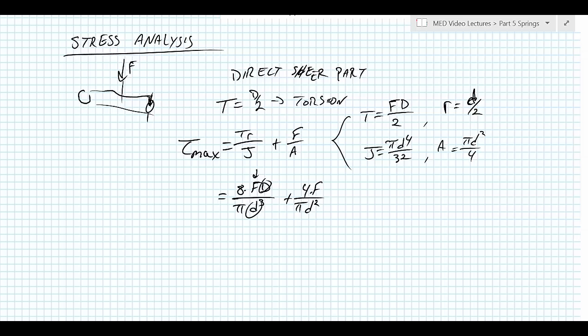Now, this makes a challenge in that we've got 2 variables in one equation, so how do we optimize for a good design for a spring? Well, it turns out we have this thing called the spring index.